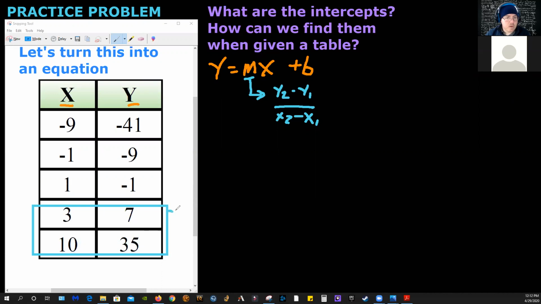All right, so this is y1, and this is y2 because they're in the y column. This is the beginning, this is the end. So then this would be x1, the beginning, and this would be the end at x2. So I plugged them into the formula correctly, and that means y2, which is 35, minus y1, which is 7, all over 10, that's x2, minus x1, which is 3.